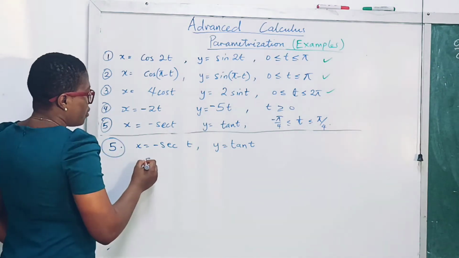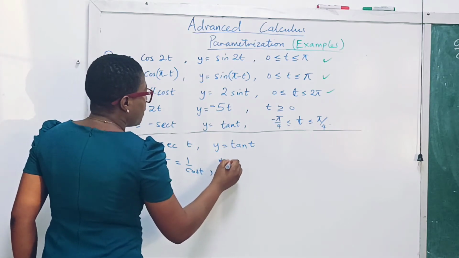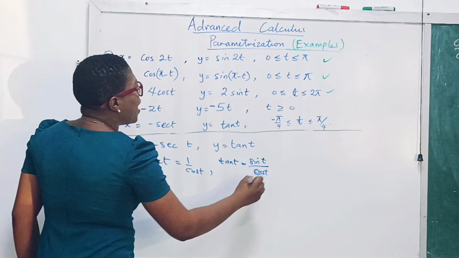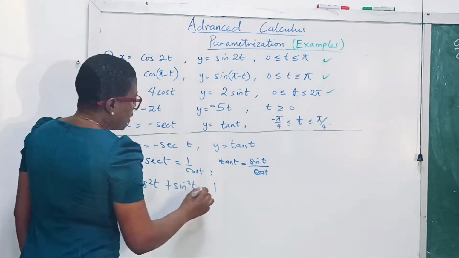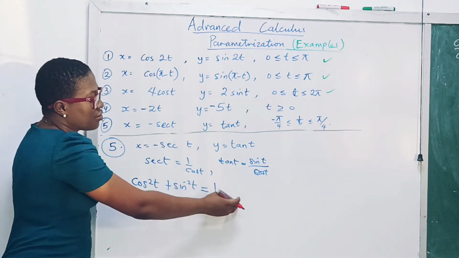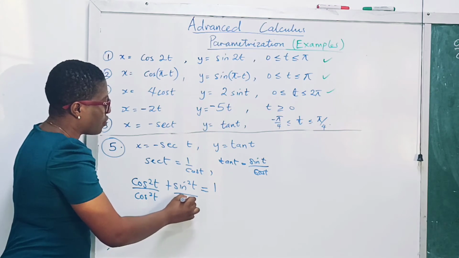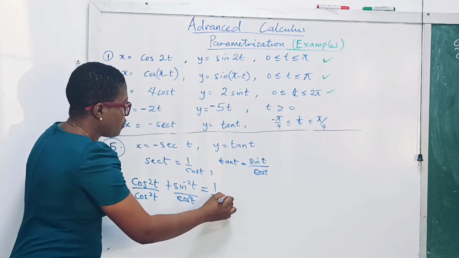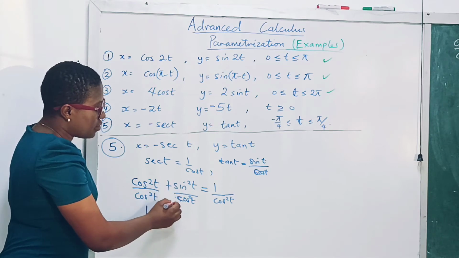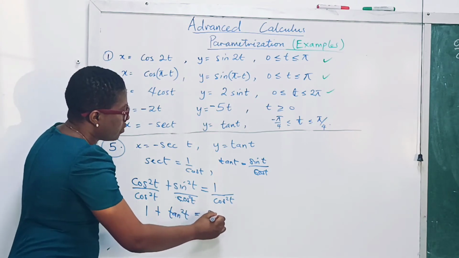What is sec? One over cos. And then what is tan? Sine over cos. If I divide through by cos squared t, I will have sec squared t at the side. This is called using what you have to get what you want. So this is 1 plus tan squared t is equal to sec squared t.